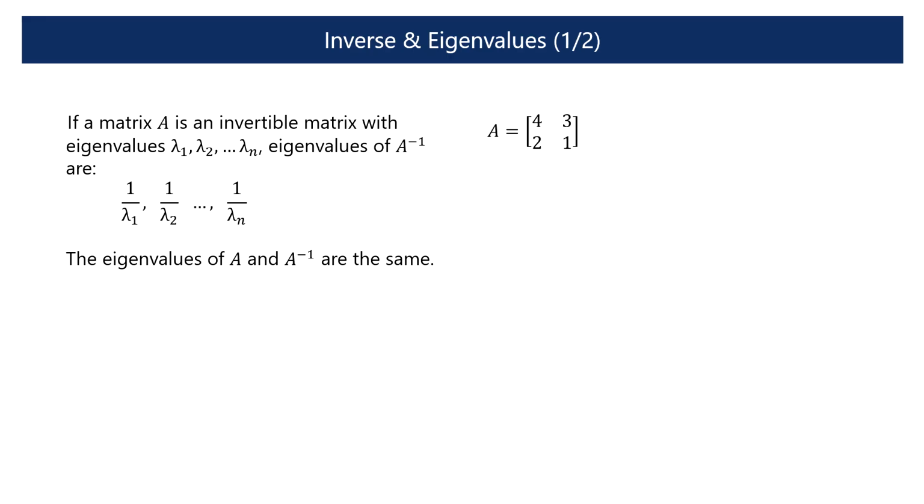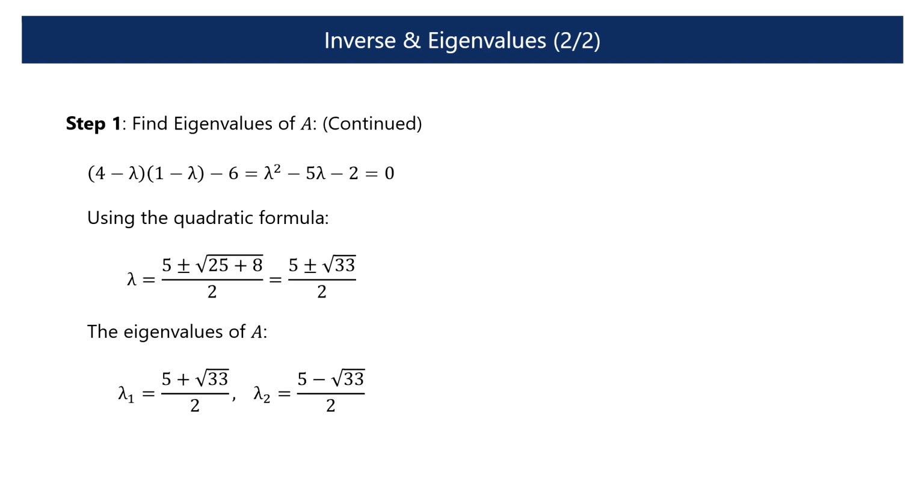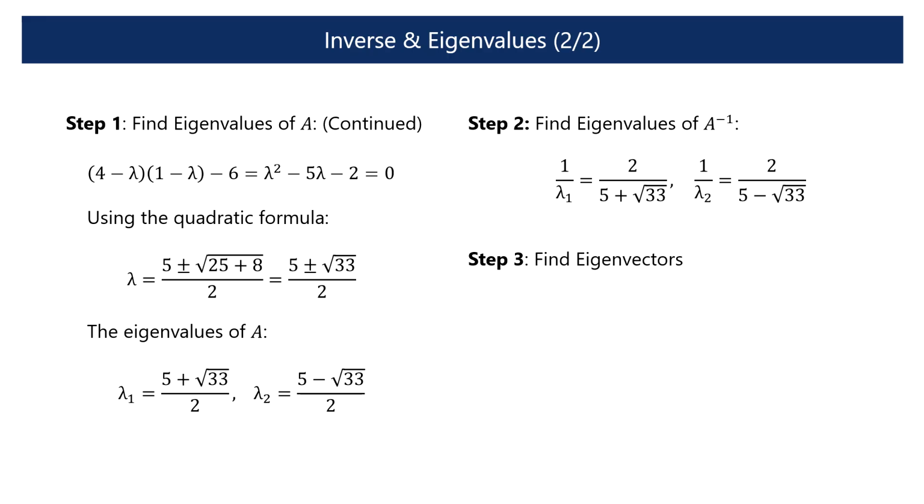Let's confirm this using a simple example. Consider this symmetric matrix A. As the first step, find the eigenvalues of A. This can be done using this characteristic equation. Let's continue solving the characteristic equation of A. Using the quadratic formula, we can find the two eigenvalues of A. As the next step, find the eigenvalues of A inverse. They are simply the reciprocals of those of A.